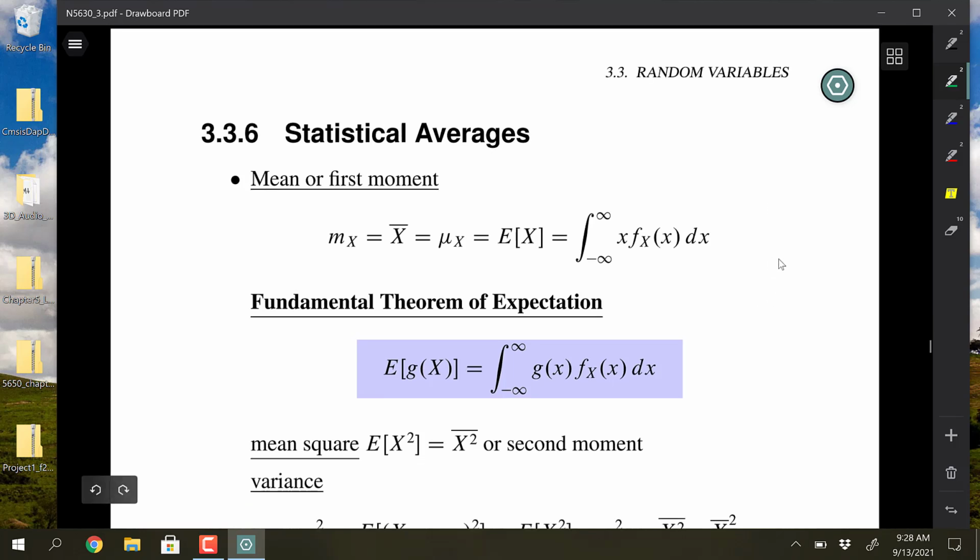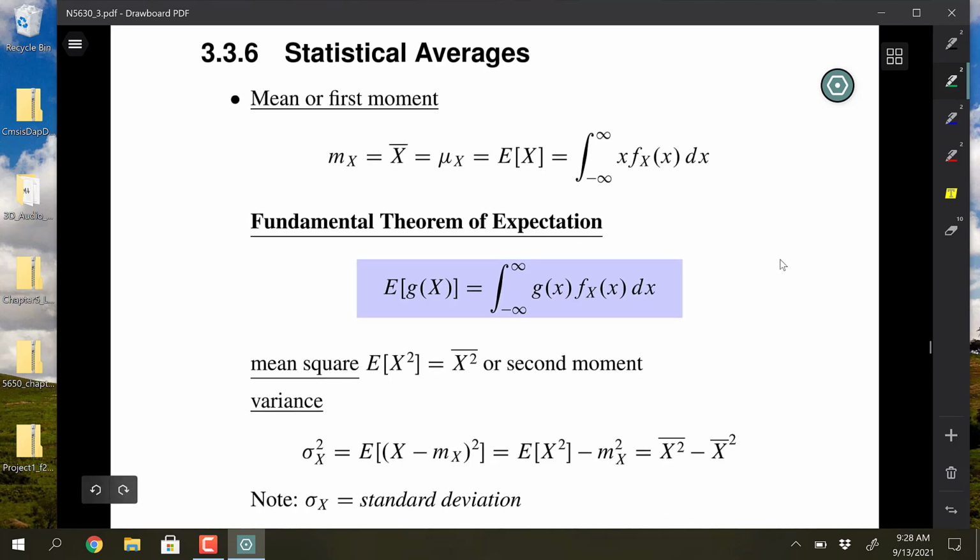Like I said at the beginning of class, I realized you needed some of these things for the last homework, but not extremely off the wall. Mean, first moment: just take the PDF and multiply it times x and then integrate that, and that gives you the first moment or mean of the density. And then the blue box there, the fundamental theorem of expectation, is just used everywhere, and it's used a lot in random processes. You have to be able to use this to be effective at solving problems. Without it, you're just doing so much extra work when you need to get an expected value type calculation.